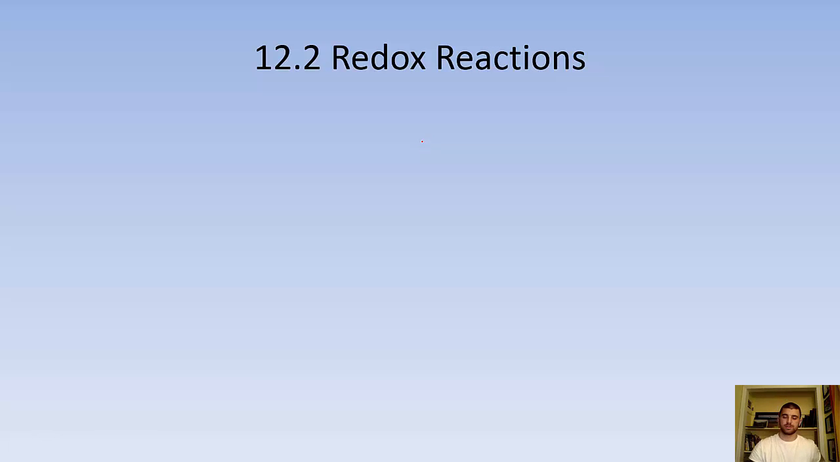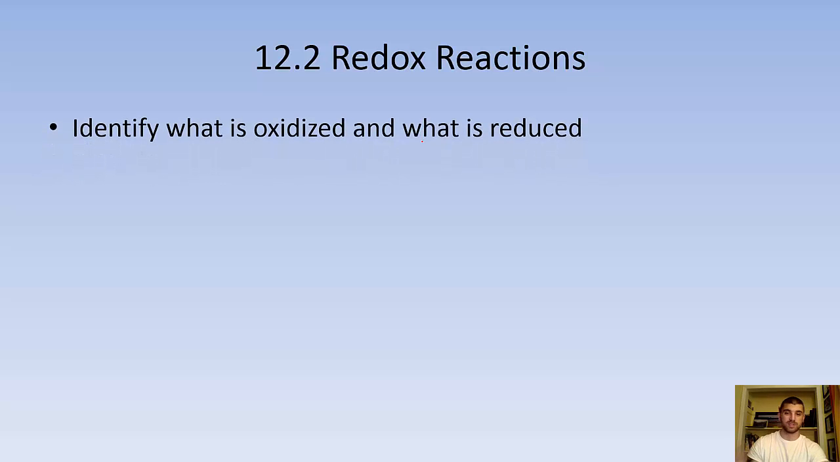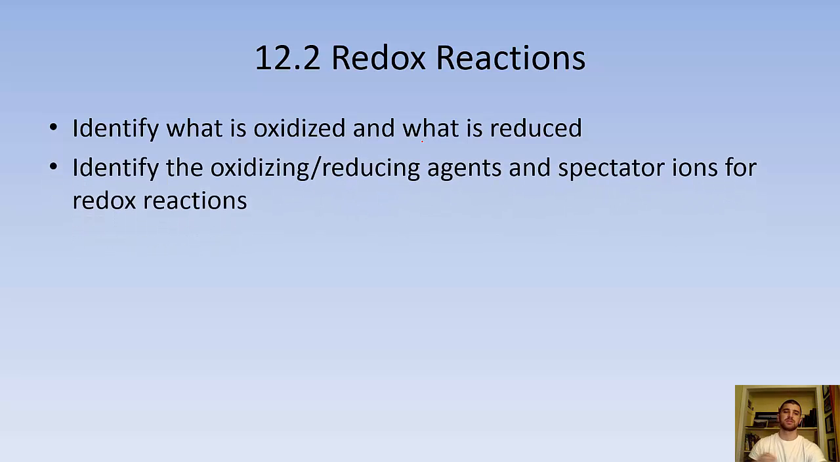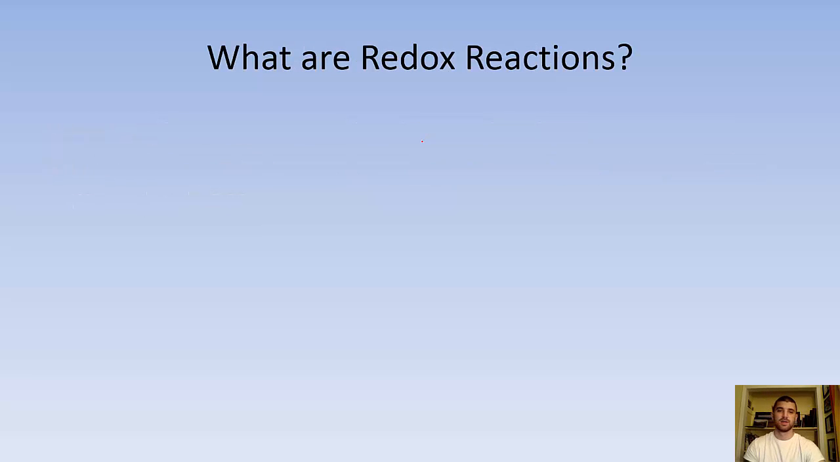Mr. Johnny here, looking at 12.2 redox reactions. What we want to be able to do is identify what is oxidized and what is reduced from a chemical equation. We also want to be able to identify the oxidizing and reducing agents as well as any spectator ions for these redox reactions. So first things first, what are redox reactions?